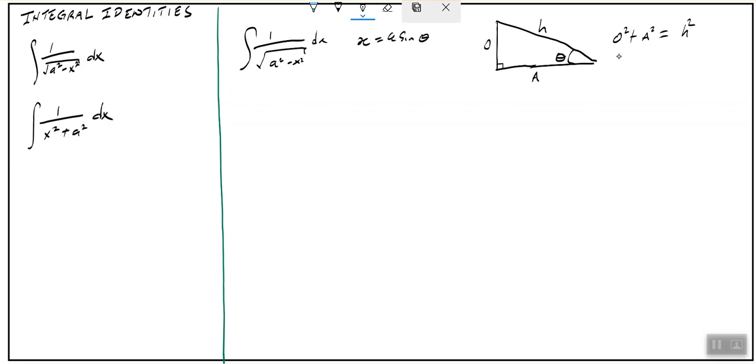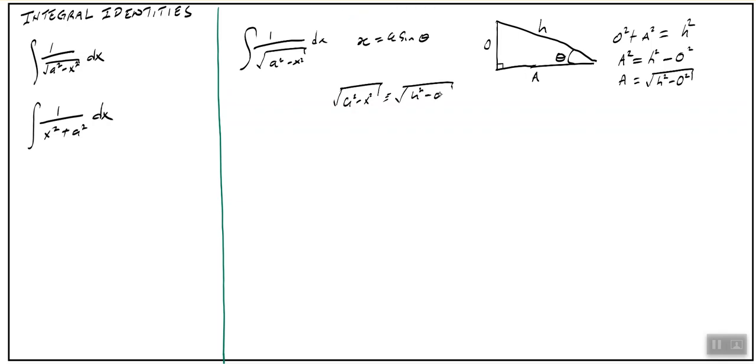So what we need to do is just solve for, say, our adjacent side. So we have hypotenuse squared minus opposite squared, and when we take the square root of both sides, we have the square root of hypotenuse squared minus opposite squared. Now they look alike. So if we compare what we have, a squared minus x squared, with h squared minus opposite squared, this implies that our hypotenuse is a and our opposite is x, right?